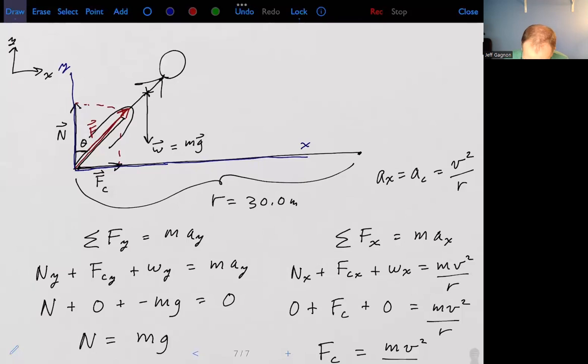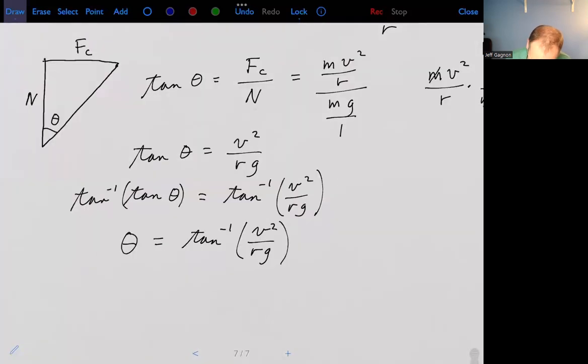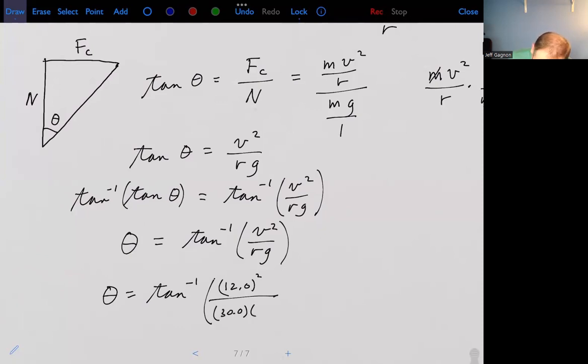So I simply just plug in. We derived the formula for theta. So now I can say theta is equal to inverse tangent of 12.0 squared, divided by the radius 30, and g, of course, is 9.8. So be careful and do that in your calculator carefully. Remember, we want the inverse tangent of that, and then we're going to get an angle in degrees. Make sure your calculator's in degrees. It's 26.1 degrees.